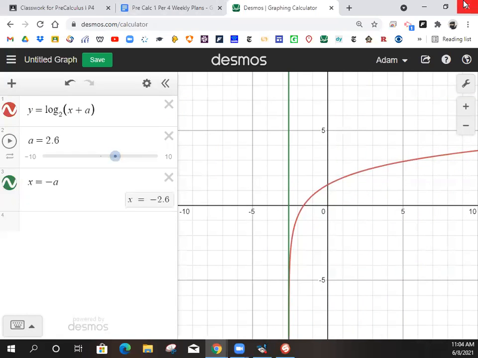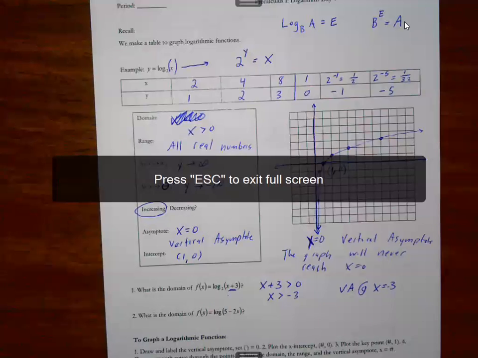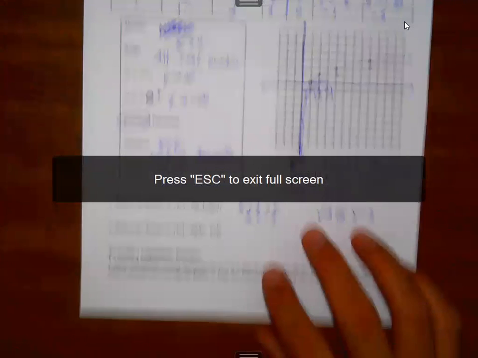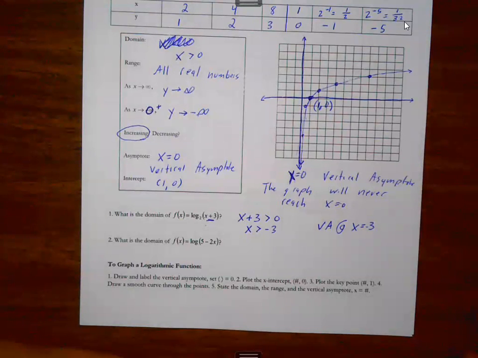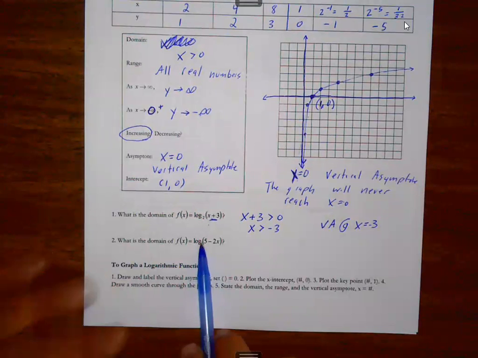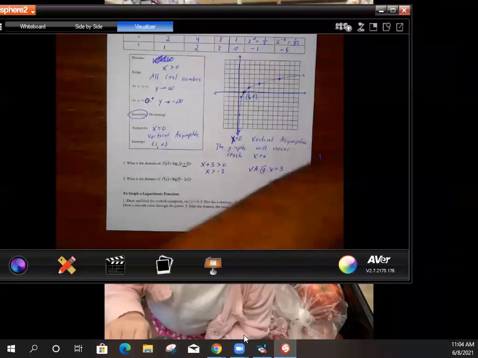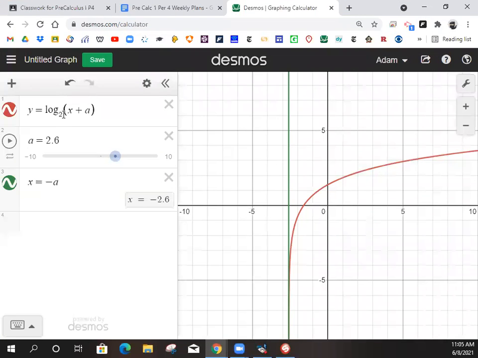So for the next one, you can use the same logic. For number 2, what's the domain of f of x equals log of (5 minus 2x)? Now, this doesn't have a little number written, which means it's base 10. But the base of the log is not going to affect your asymptote at all. It's just going to affect the shape of the graph.